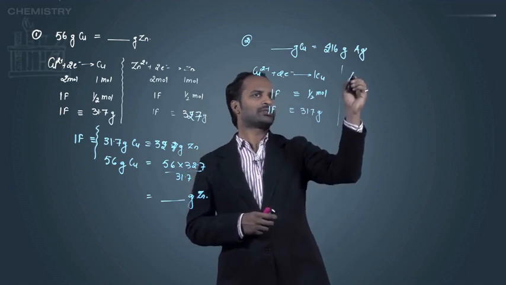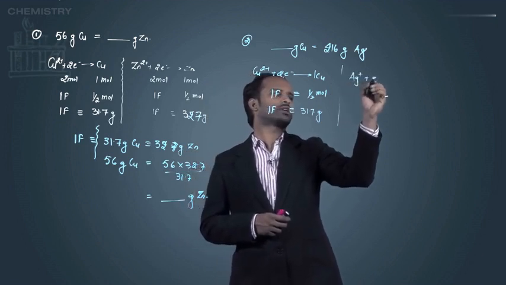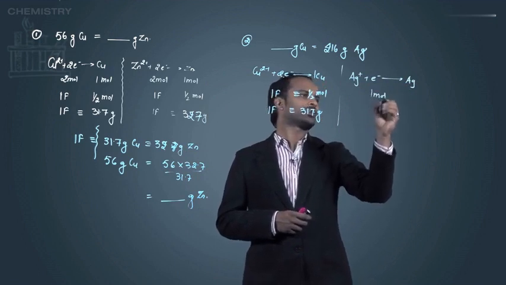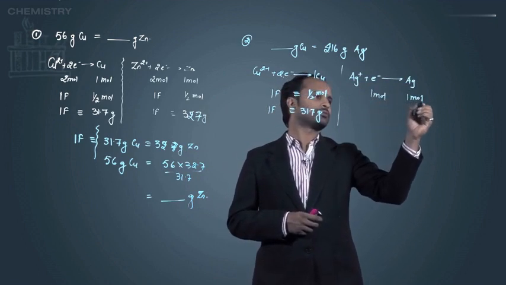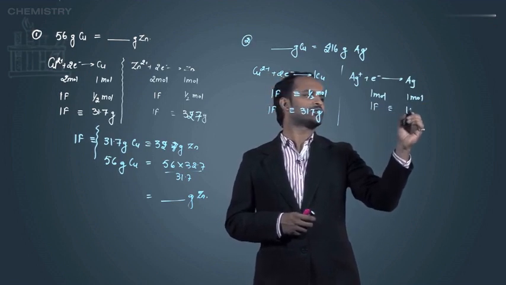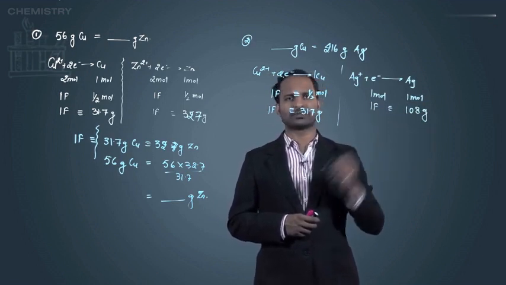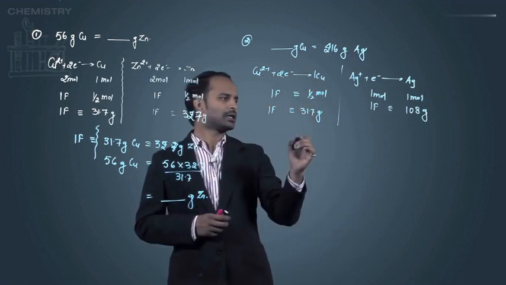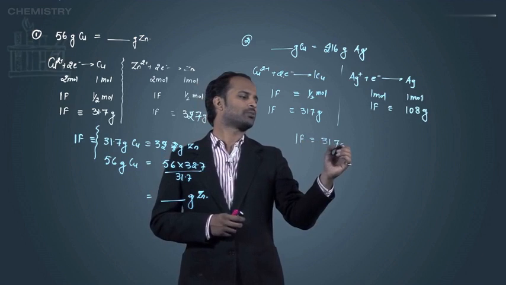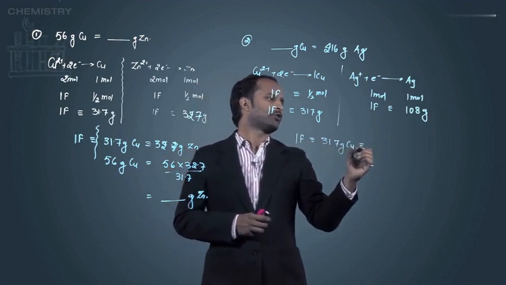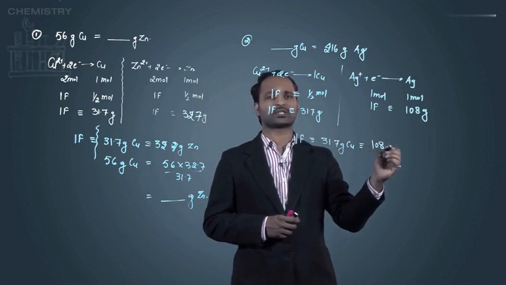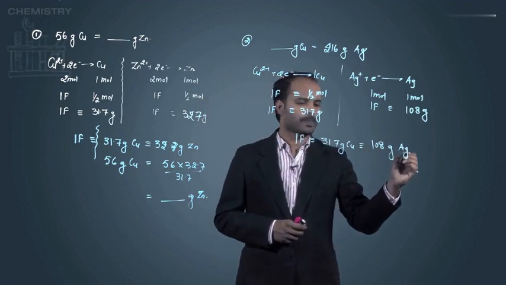Similarly, for silver, Ag+ plus 1 electron gives silver. So 1 mole of electrons, that is 1 Faraday, will produce 1 mole of silver, that means 108 grams of silver. So when 1 Faraday of electricity is passed, 31.7 gram of copper is formed, and in the silver cell, 108 grams of silver is deposited.